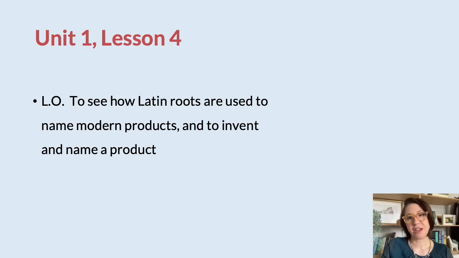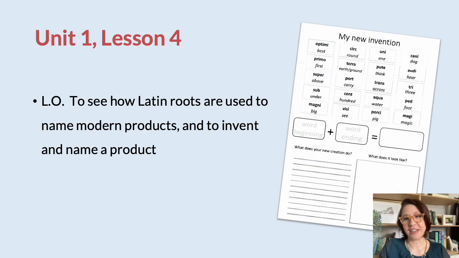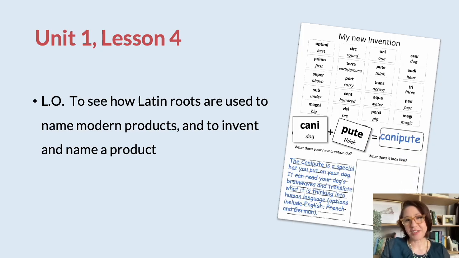Lesson 4 is the last lesson in the unit to explore the similarity between English vocabulary and its Latin roots. And this time we're going to rehearse the learning creatively. So after rehearsal of the learning from the previous 3 lessons, we move on to an exercise that gets the students to invent their own product using Latin roots. The lesson gives the example of a canipute, but prepare yourself for all manner of crazy or possibly sensible inventions.